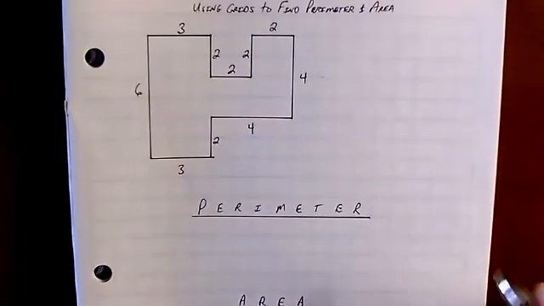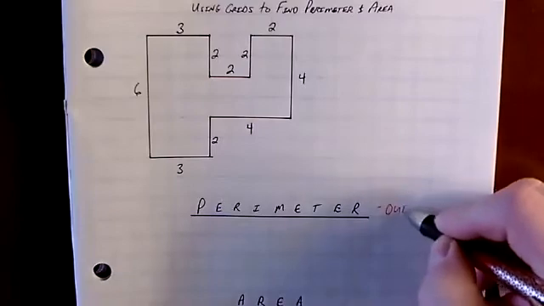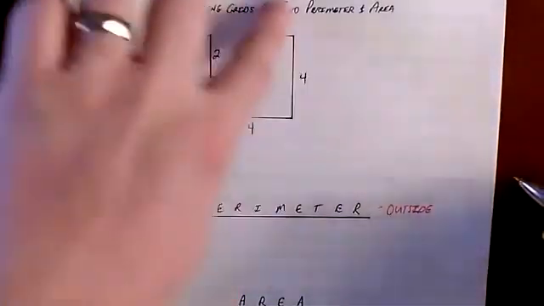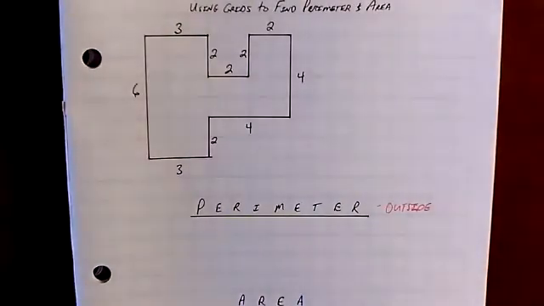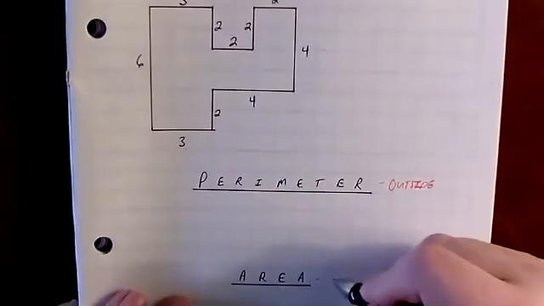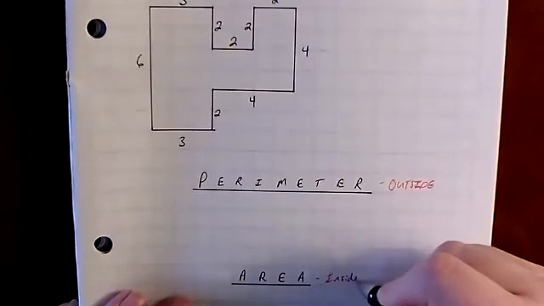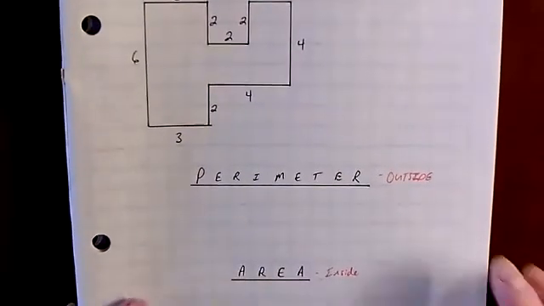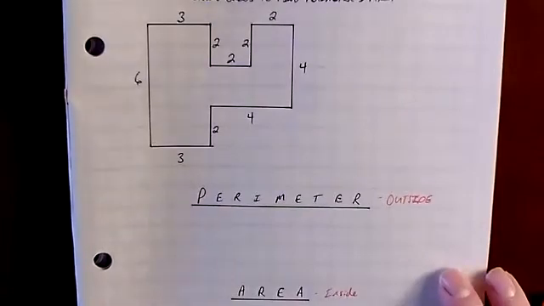We're going to find the perimeter, which is the outside, if you recall. Okay. So the perimeter is the outside. So like the walls of your bedroom. And then we're going to find the area, which is the inside, which would be like the carpet or the floor of your bedroom. Okay. So let's take a look at the perimeter.